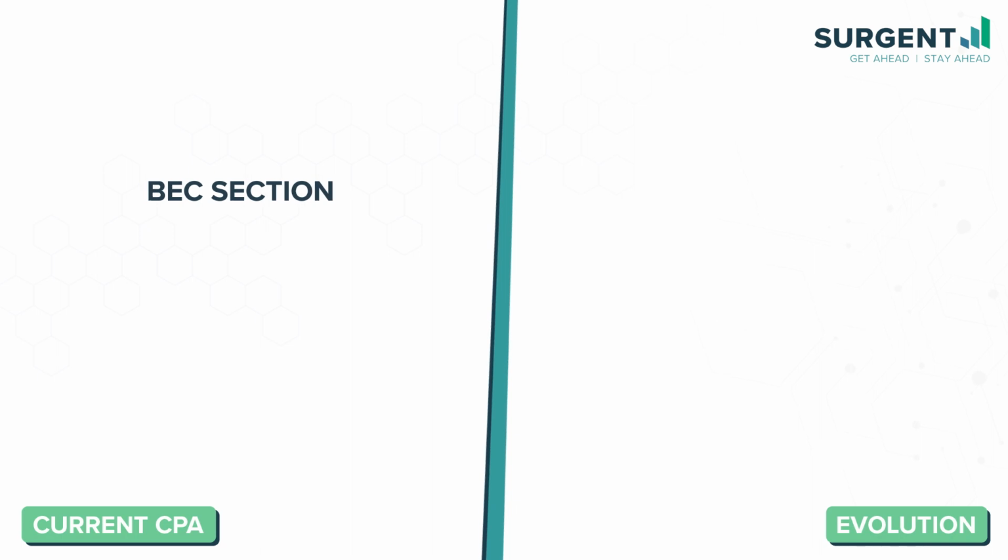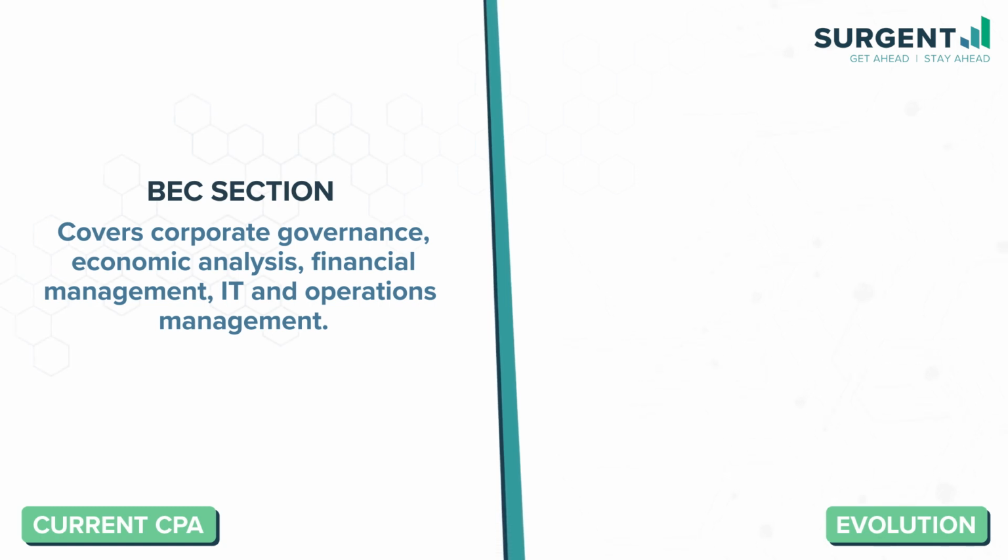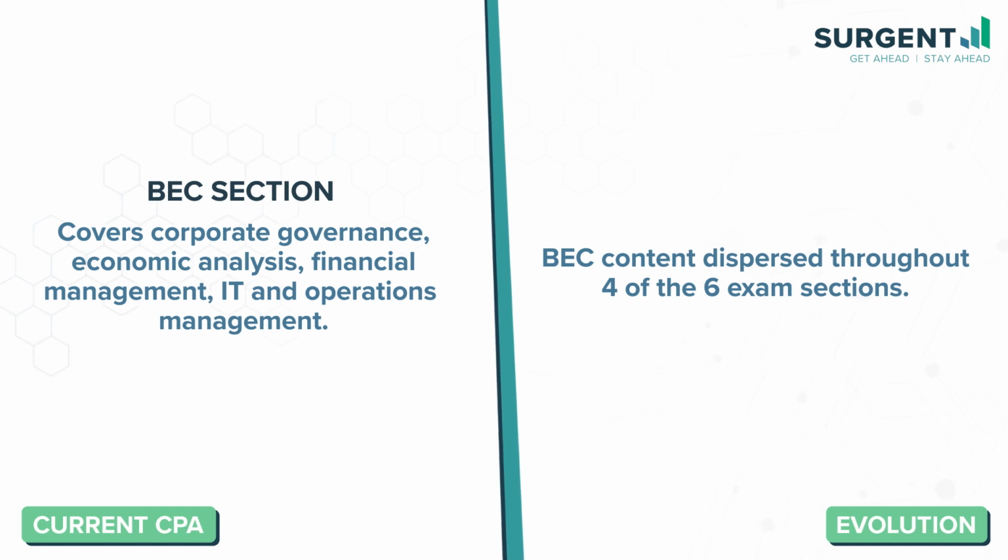The old format's BEC section covers corporate governance, economic analysis, financial management, IT, and operations management. The new BEC section disappears, but BEC content will be dispersed throughout 4 of the 6 exam sections.